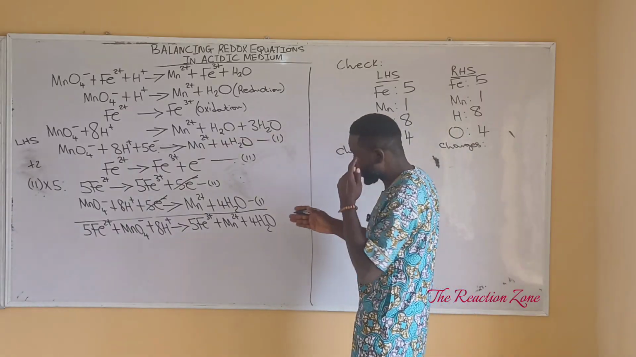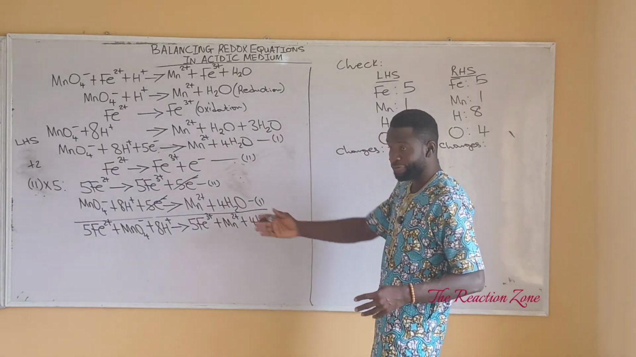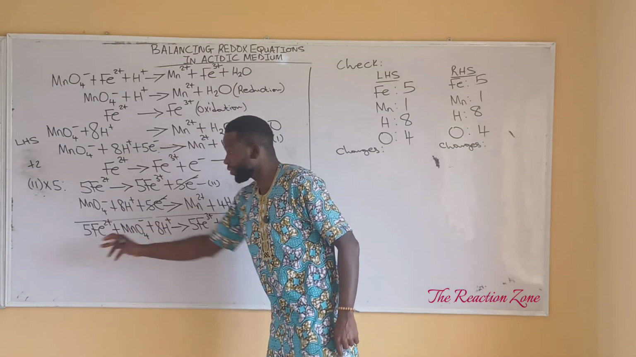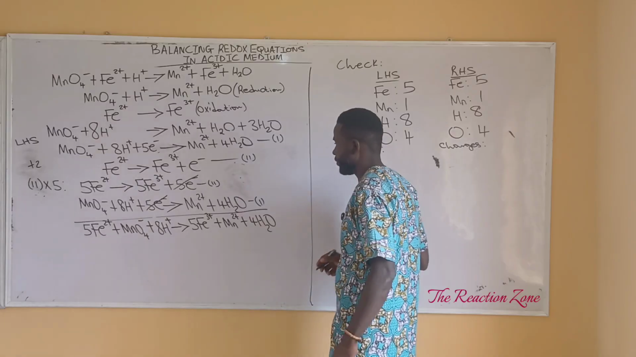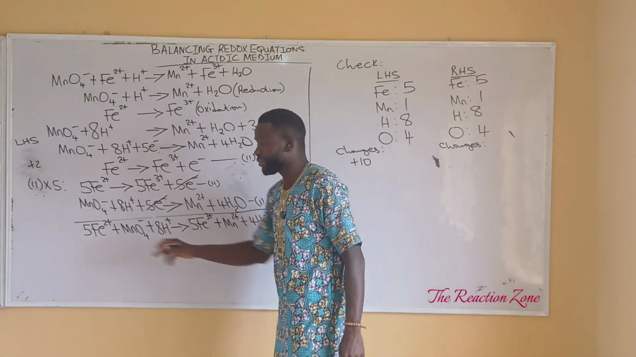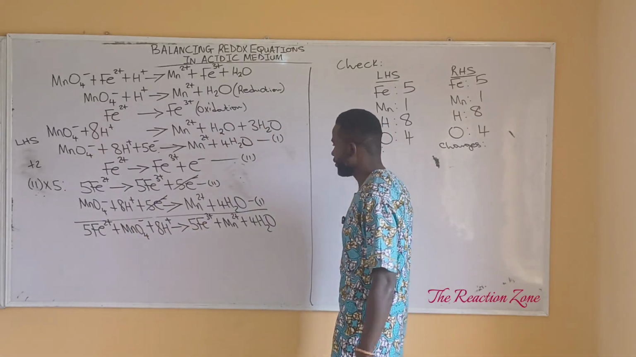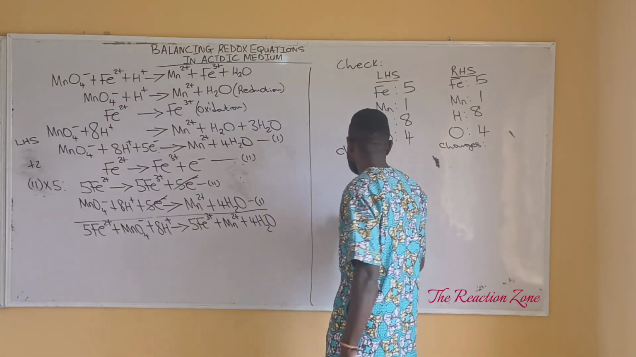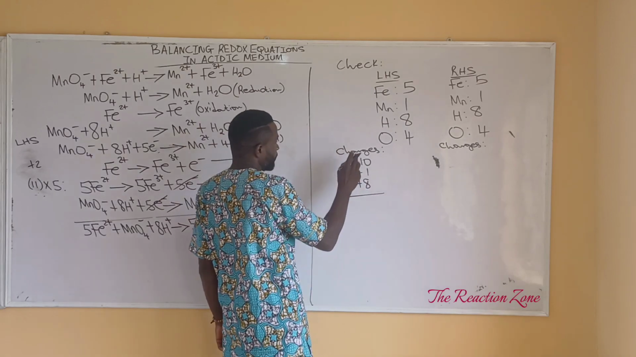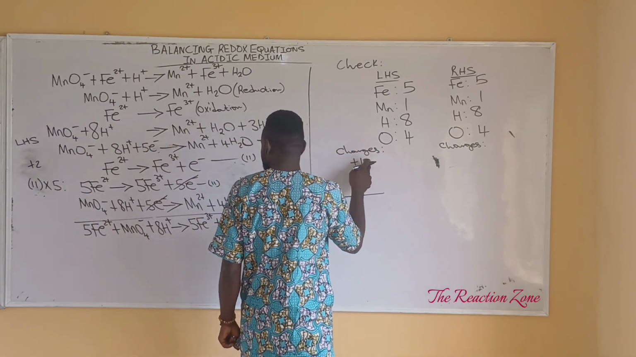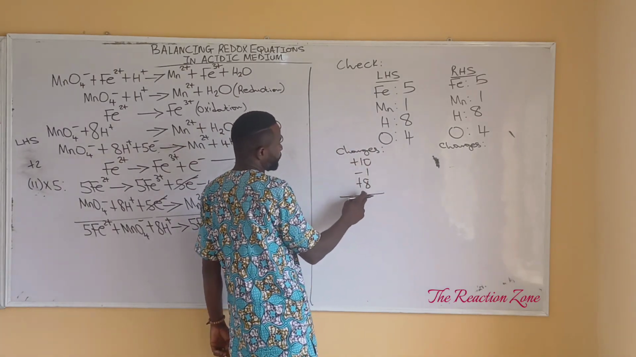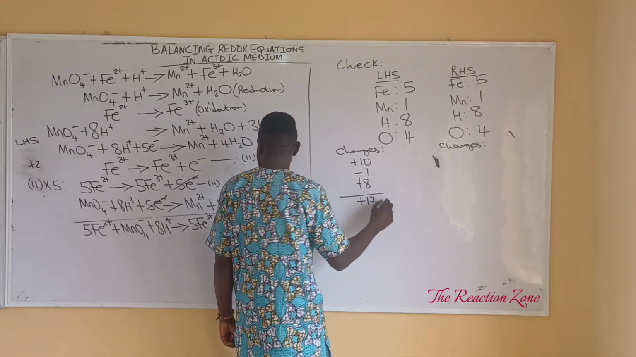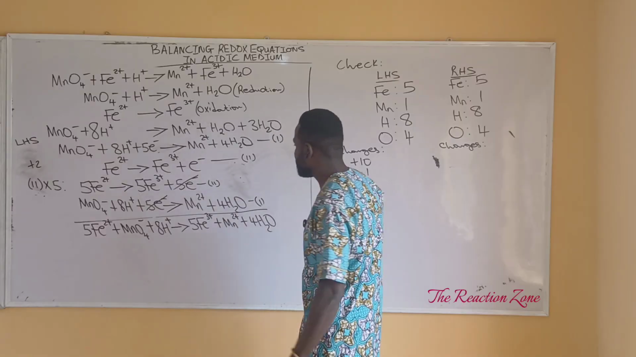And let's find the net charges on both sides of the balanced redox equation. Plus 2 times 5 will give plus 10. Minus 1 times 1 will give minus 1. Plus 1 times 8 will give plus 8. So the net charge here will be plus 10 plus 8 will be plus 18, minus 1 will give us plus 17.